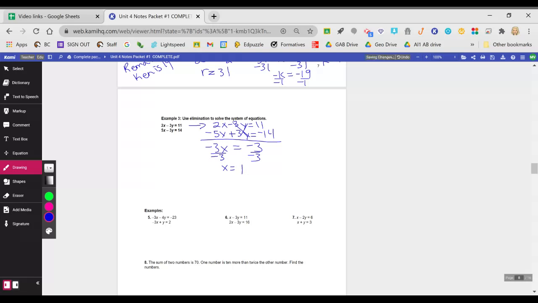I then need to find y. So I go back to the originals. So it's 2x minus 3y equals 11. So it's 2 times 1 minus 3y equals 11. That's 2 minus 3y equals 11. Subtract 2. Negative 3y equals 9. Divide by negative 3. And y equals negative 3. So my answer is (1, negative 3).